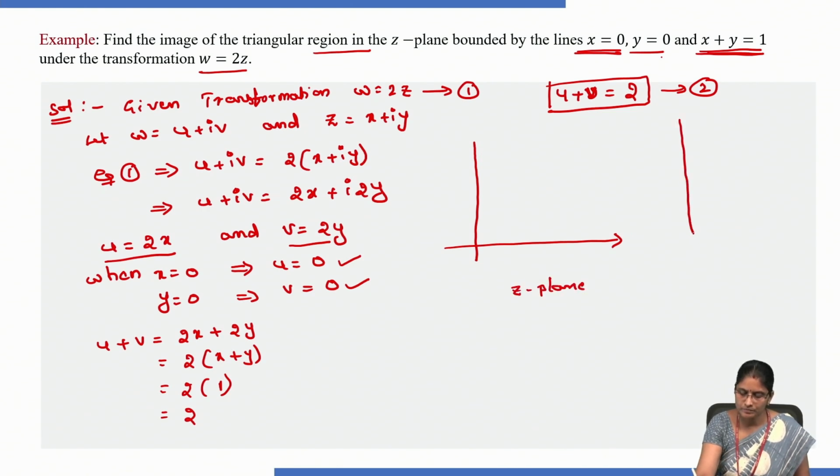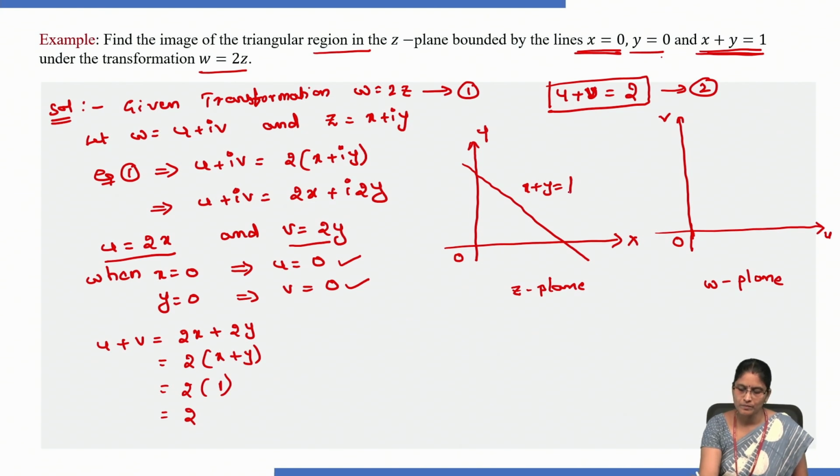Z plane, W plane, origin, x-axis and here it is y-axis, U, V. X is 0, y is 0 and x plus y is equal to 1. It represents the line like this, x plus y equal to 1 in Z plane, whereas in W plane, U is 0, V is 0, U plus V is equal to 2.